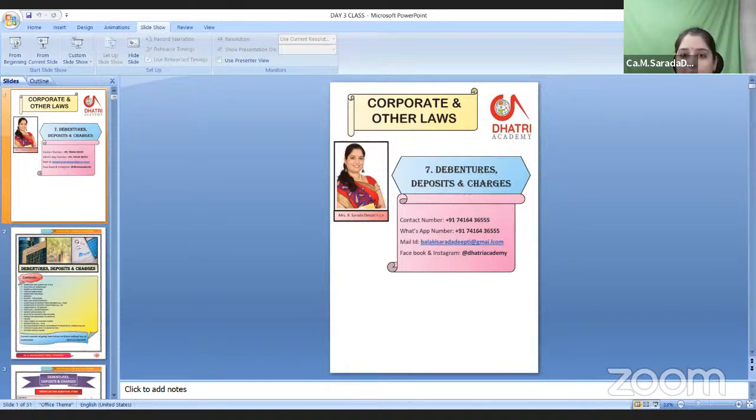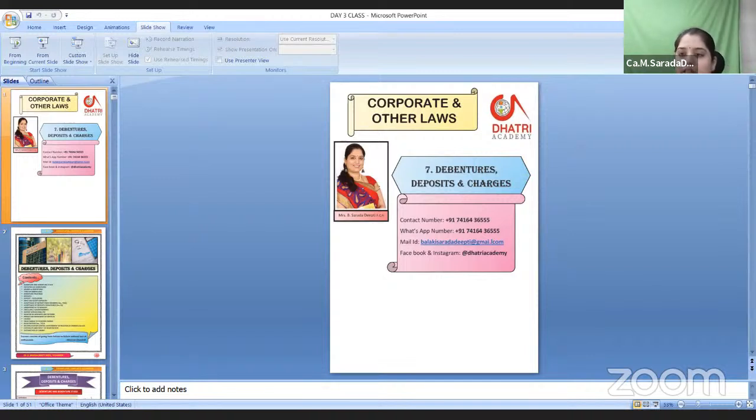Suppose the company defaults in registering the charge, who will be the sufferer? The charge holder will suffer, because the asset which has been charged becomes an unsecured loan at the time of winding up of the company, and he cannot claim over the asset of the company. Therefore, it is mandatory for the charge holder to see whether the charge has been properly registered or not.